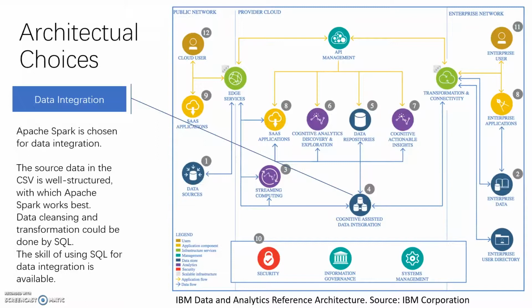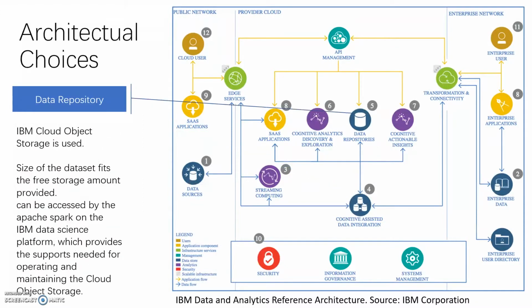Apache Spark is chosen for data integration as the source data is in CSV format, which is well structured, with which Apache Spark works best. Apache Spark also supports the widely available SQL skill set for performing the data cleansing and transformation work. IBM Cloud Object Storage is used for the data repository, as the size of the dataset fits the free storage limitation provided by the IBM Cloud platform.